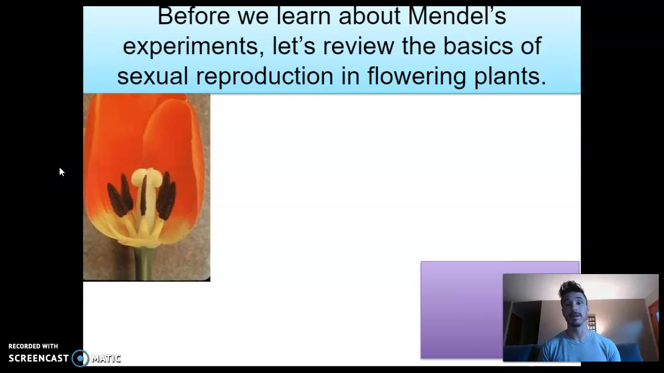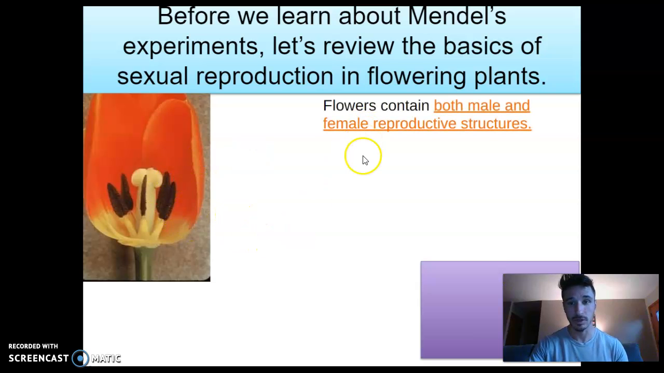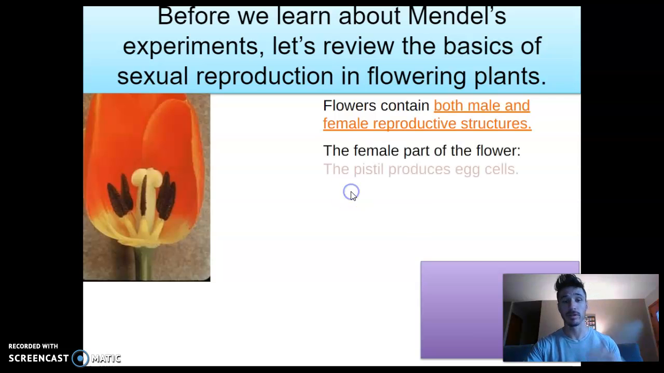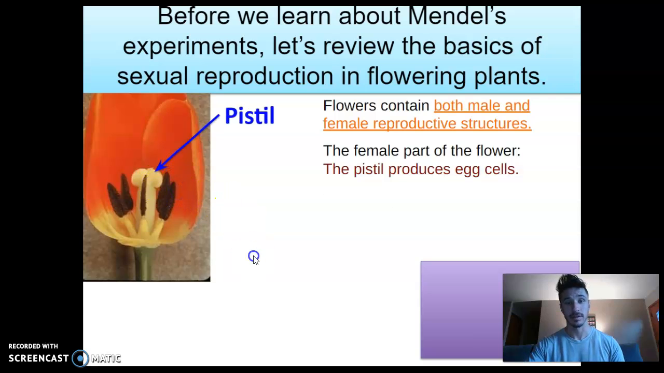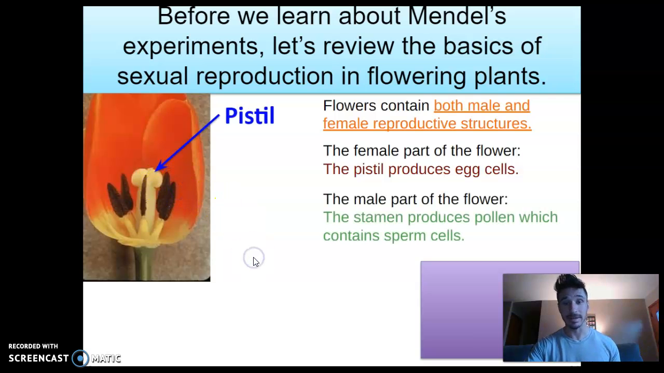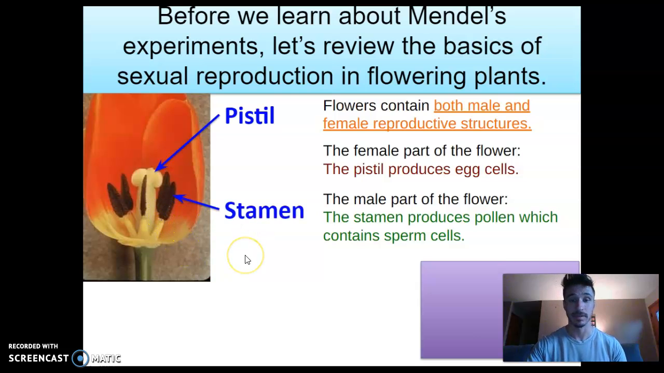Now, before we learn too much about Mendel's experiments, I want to talk just a little bit about the basic structure of a flowering plant. So flowers, all of them, contain both male and female reproductive structures. The female part of the flower is referred to as the pistil and produces eggs. It's located here in the picture. The male part of the flower is called the stamen, and it produces pollen. Pollen contains plant sperm cells, and these structures around the pistil are called the stamen.